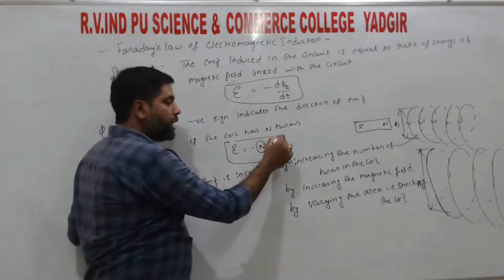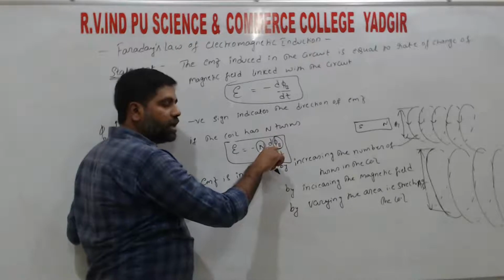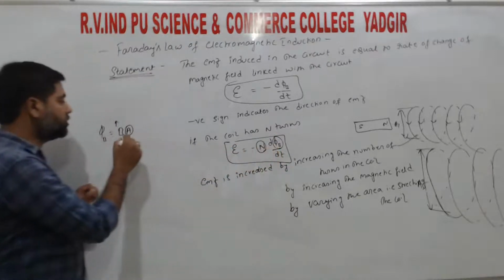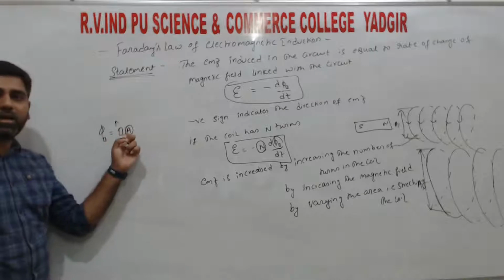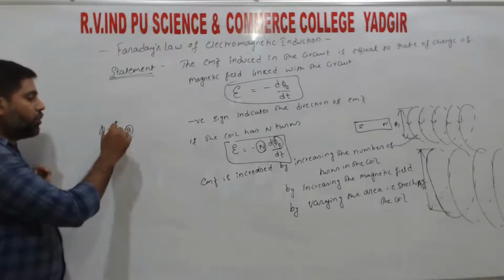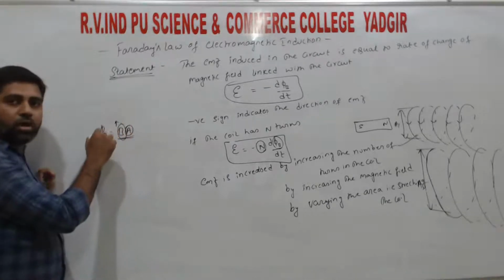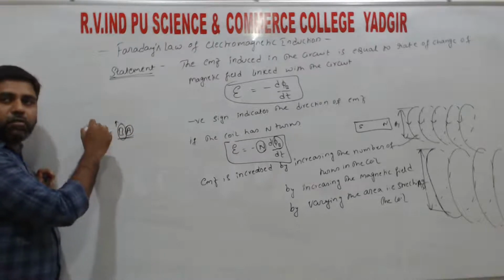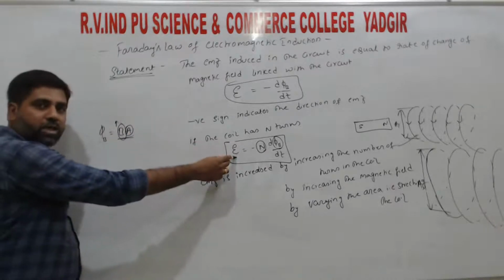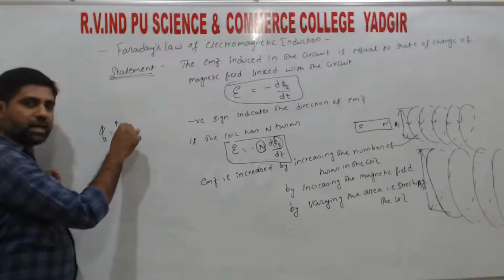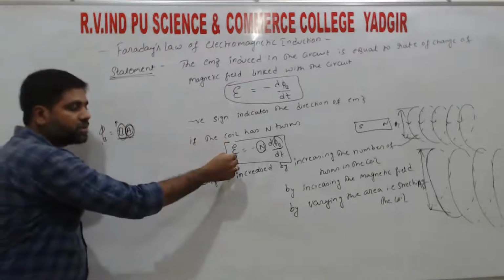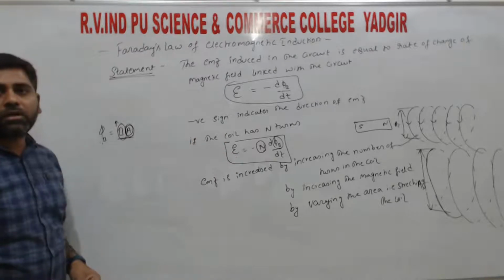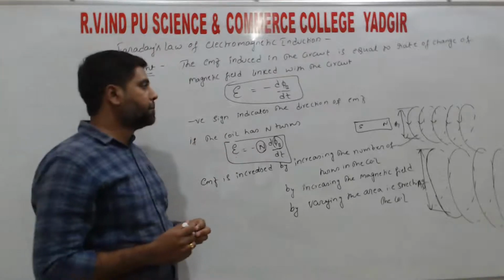Next, ΦB is the magnetic flux. So magnetic flux relates with the relation B times A, where B is the magnetic field and A is the area of cross section. So if the magnetic field lines increase, the flux increases. If the flux increases, the EMF increases. If the area increases, the magnetic flux increases. If the magnetic flux increases, the EMF also increases, right?